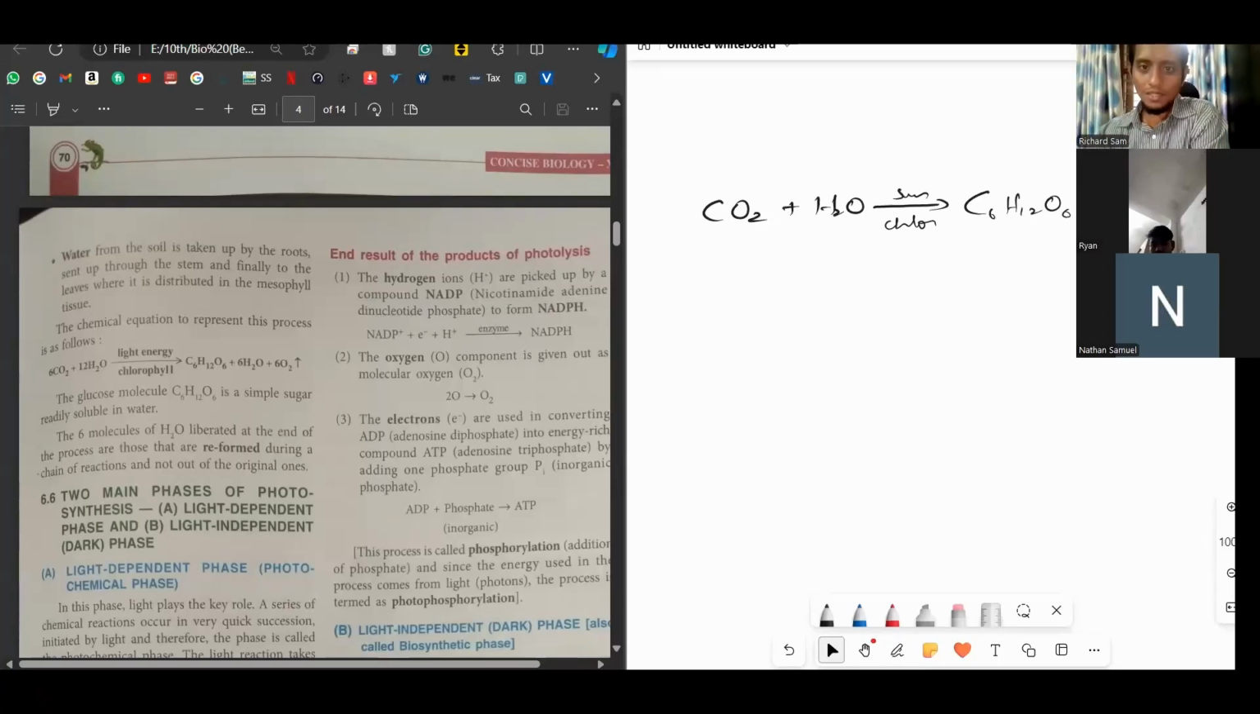Now if you balance it, everywhere you put a 6. Here, this is already a multiple of 6. For the oxygen you have to put 6. Water has to be 12 here and 6 over here, because some of the water is used up for producing the glucose. The remaining water is over here. So this is the balanced reaction.